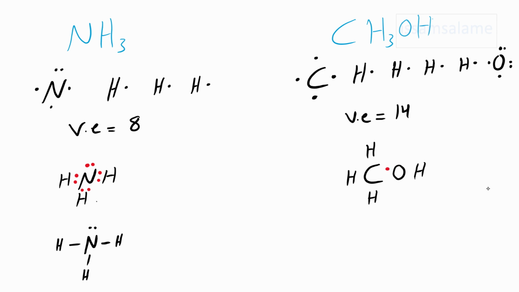Then we start placing the shared pairs of electrons between every 2 atoms, and then we complete the octet for carbon and oxygen. We count the number of electrons. Here we have 14, which is equal to the total number of electrons, and then we change the shared pairs into long dashes, and the Lewis structure for methanol is going to be like this.